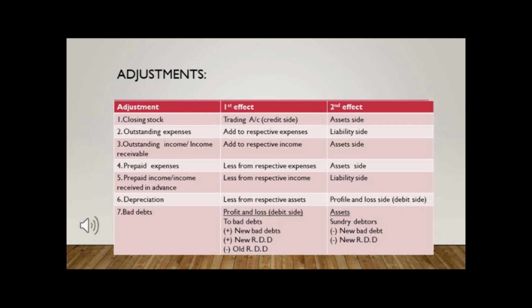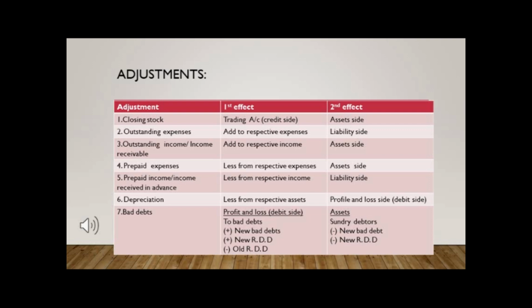Now let us see the fourth, that is prepaid expenses. Prepaid or advance, it means we have already paid in advance. Therefore, we are going to subtract it from the respective expenses, and this expense belongs to a future period, and therefore the second effect will come on the asset side.